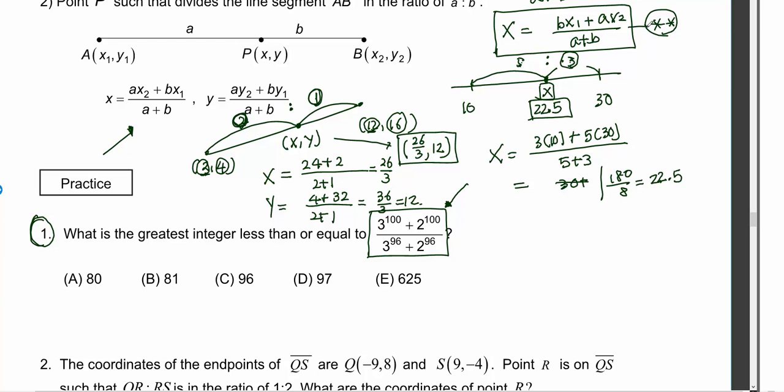What is the greatest number less than or equal to this number? This number is over here, and this number is over here. But it must be less than this number, the greatest integer number. Where is this integer number? This number is over here.